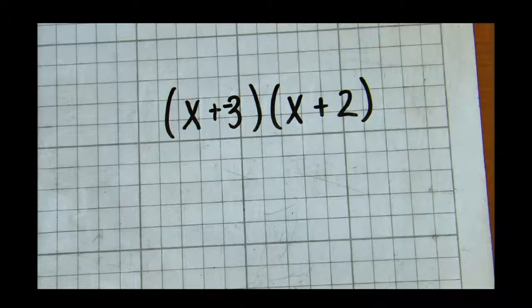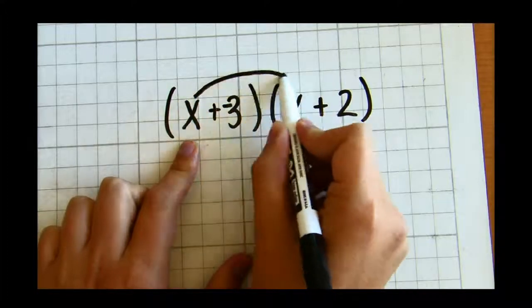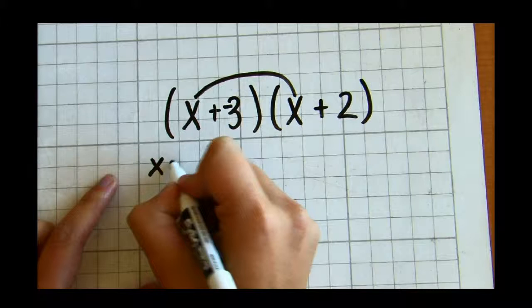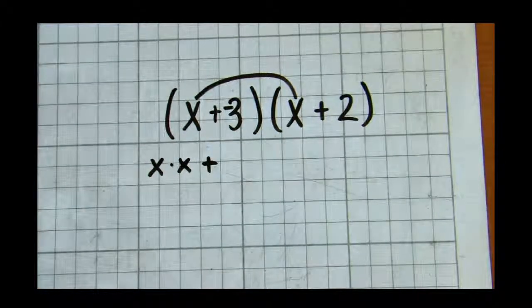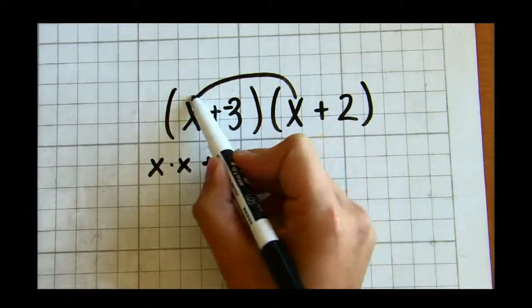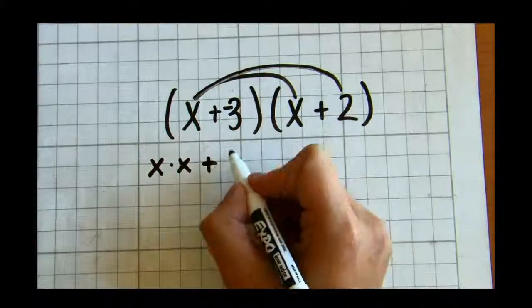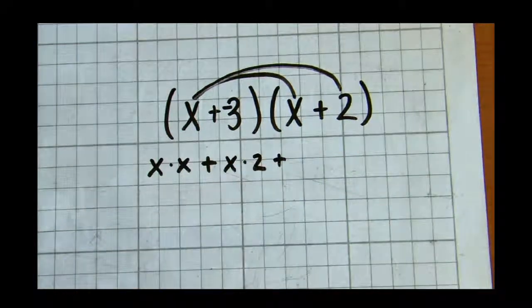So I'm going to distribute my x first. So x times x, I'm going to write that down, x times x. There's always going to be a plus sign in between. Next, I'm distributing my x to the 2. So I'm going to write x times 2 plus.